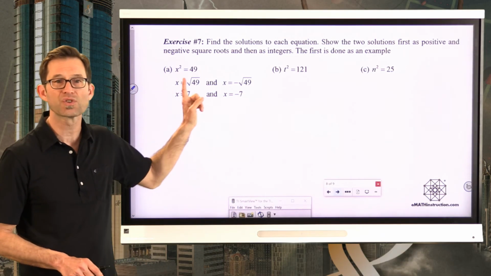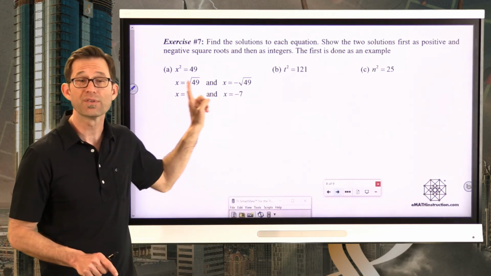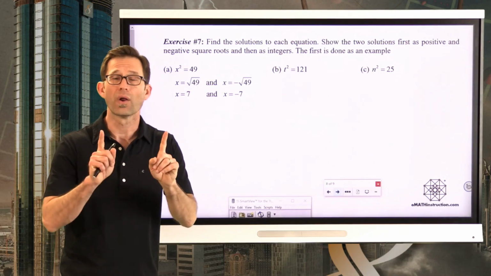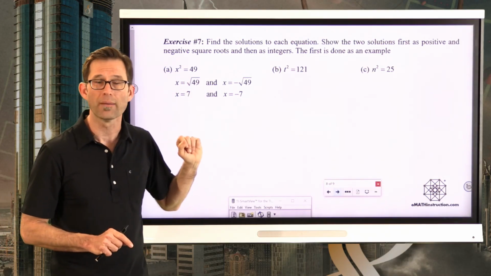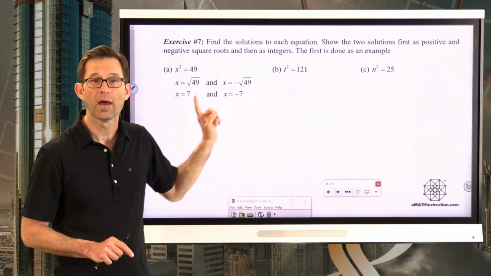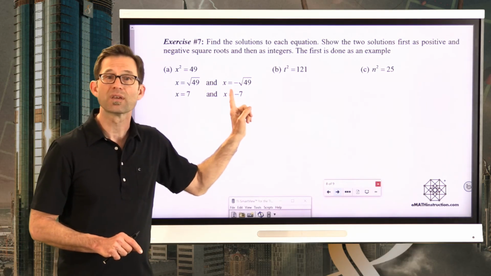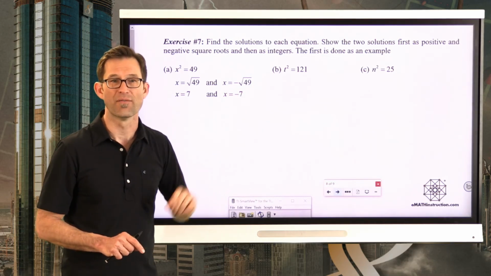Here I've got x squared is equal to 49. I'm trying to look for all the numbers, right? When I solve this equation, think about this. I'm trying to find all the numbers that when I multiply them by themselves, they give me 49. Well, one of those is going to be the positive square root of 49, and that's 7. And one of them is going to be the negative square root of 49, and that's negative 7.